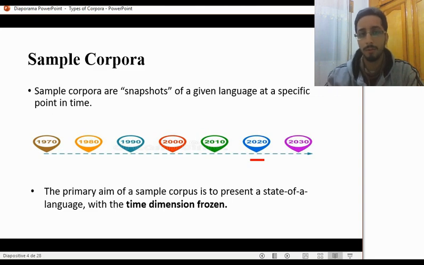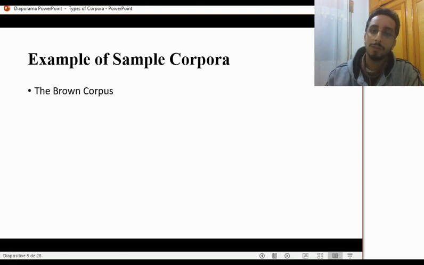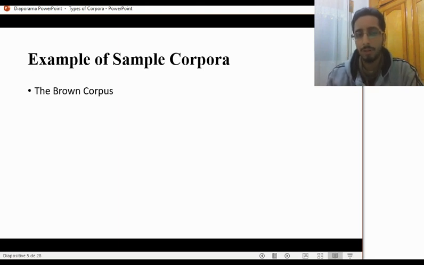Now, let us have a look at an example of a sample corpus. Now, the first sample corpus to ever be created is the Brown corpus. Now, this is a corpus of American English. And take a second here, pause the video if you like, and try to guess, when was this corpus created? Was it in, for instance, the 70s, the 80s, perhaps the year 2000? Try to guess. And I will continue the video in 3, 2, and 1.